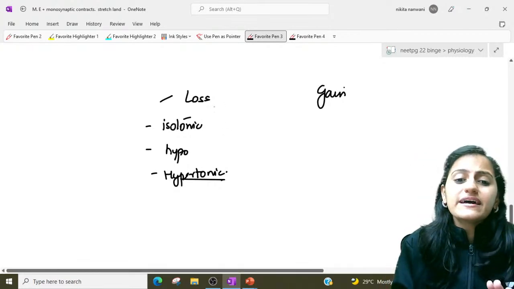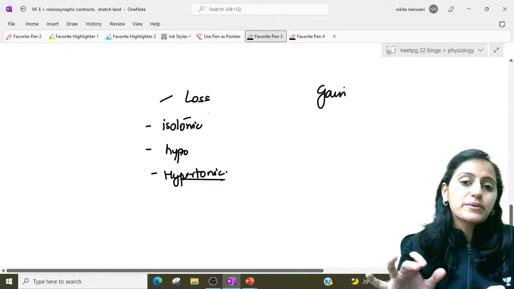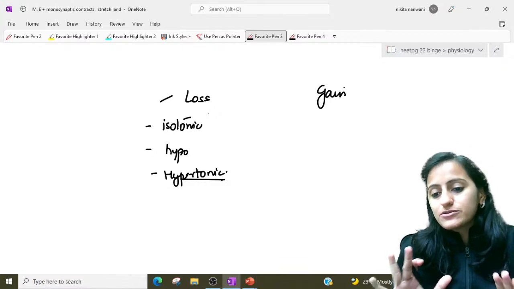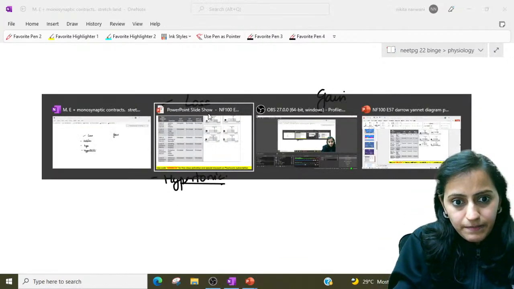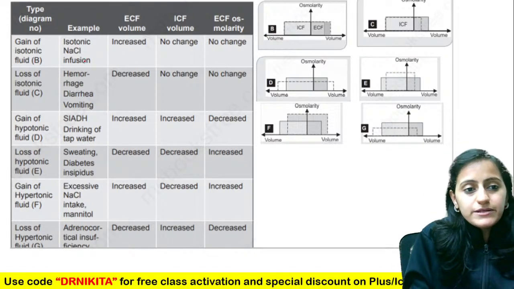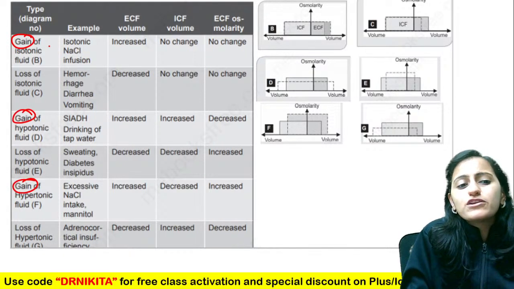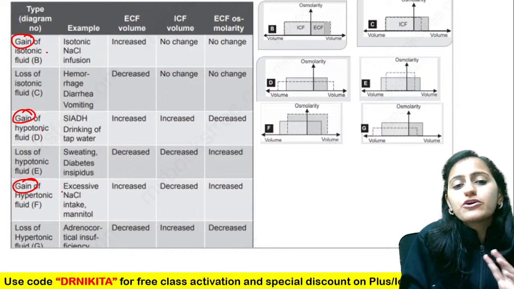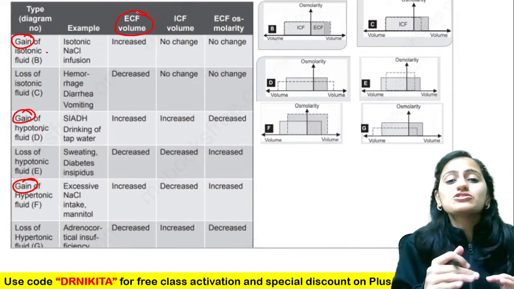So in Darrow Yannet diagrams, we need to know whether it is loss or gain of fluid and what kind of fluid it is. Okay, that is what we need to know. So whenever there is the loss of fluid, or whenever there is the gain of fluid, be it isotonic, hypotonic or hypertonic, it is basically your ECF volume which is changing in the same direction.